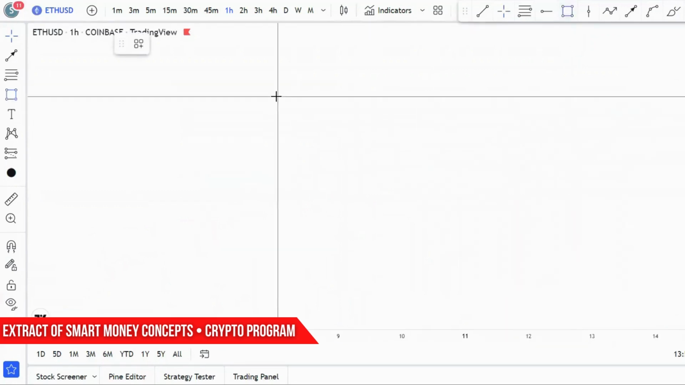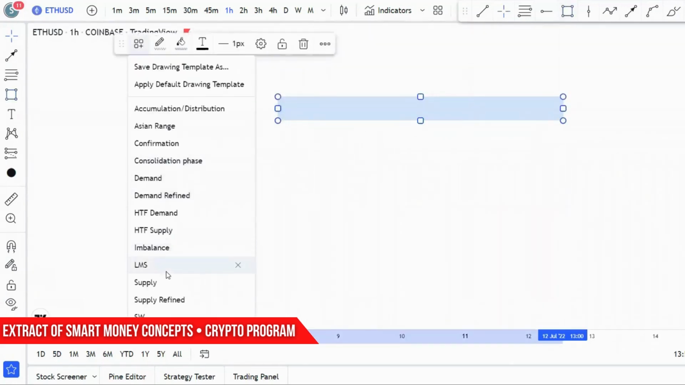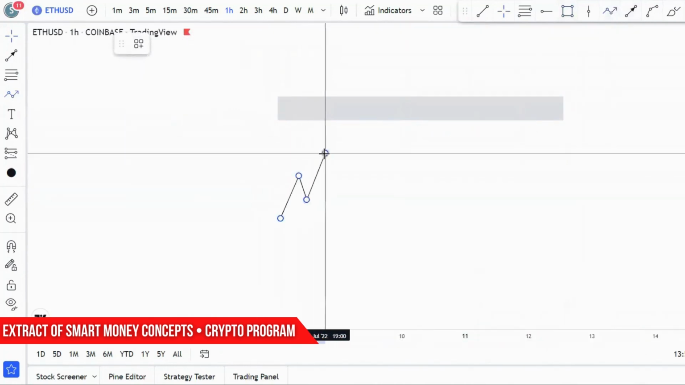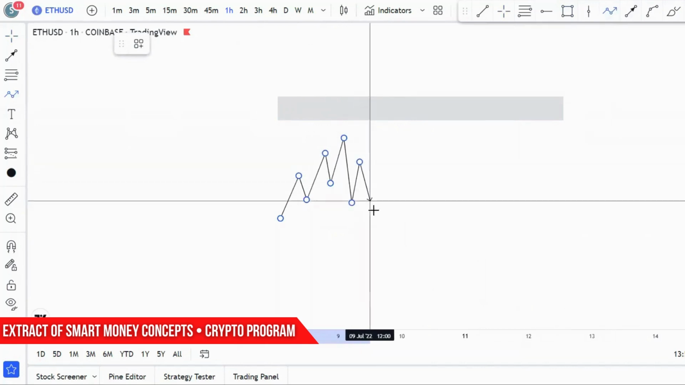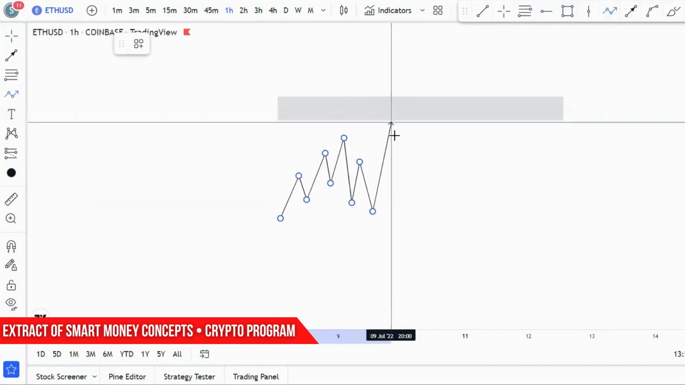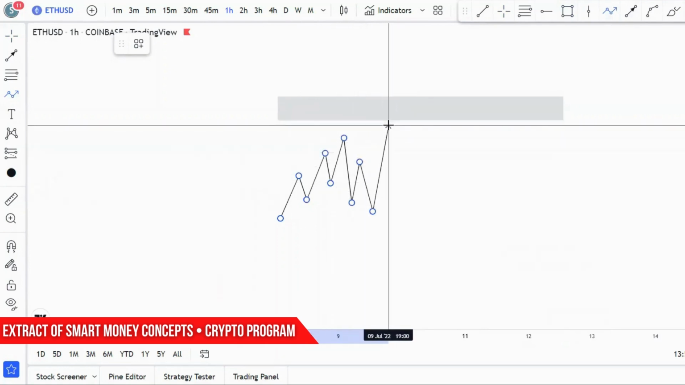A sell example. Now we have a supply zone. Price is trending to the upside and hasn't tapped yet. If, let's say, we have a break of structure here, we are not looking for any sells until price taps into this.